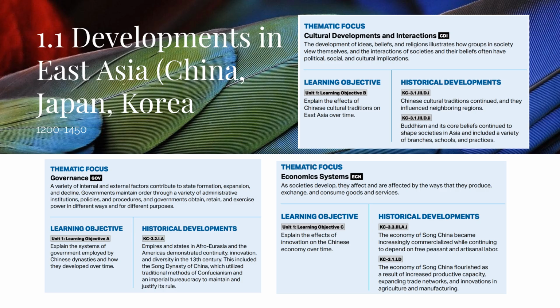We see explain the effects of Chinese cultural traditions on East Asia over time. We see the term effect right here, so we know that the historical thinking skill focus is going to be causation to some degree. For historical developments, Chinese cultural traditions continued, continuity, and they influenced neighboring regions. Influenced is another effect, right? So you've got to keep that in mind as well. And now we've got specifics here. So Buddhism and its core beliefs continue to shape societies. So we've got a societal aspect there in Asia and included a variety of branches, schools, and practices.